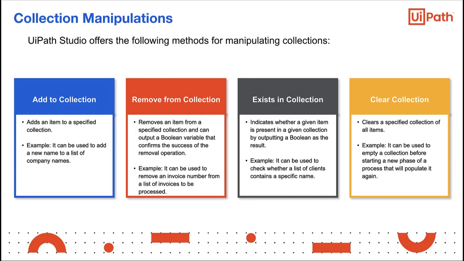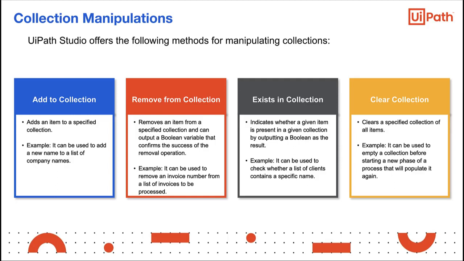Remove from collection removes an item from a specified collection and can output a Boolean variable that confirms the success of the removal. For example, it can be used to remove an invoice number from a list of invoices to be processed.